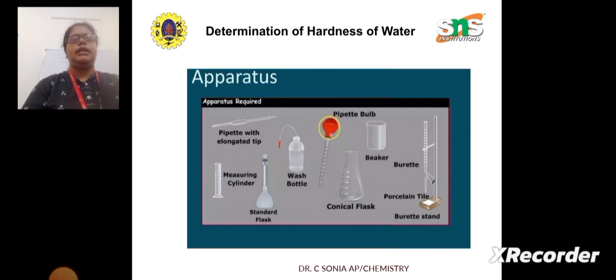We are going to see the apparatus that is used in this experiment. You have the pipette with the elongated tip, measuring jar, standard flask, wash bottles containing deionized water, then pipette bulb, beaker, conical flask, burette with a stand and the porcelain tile.